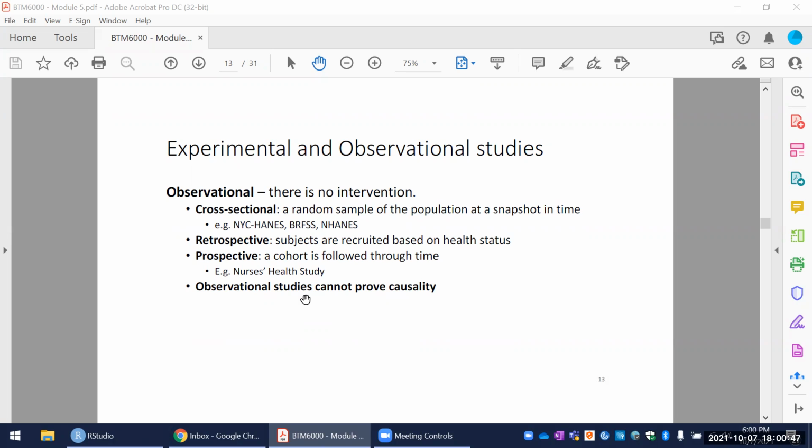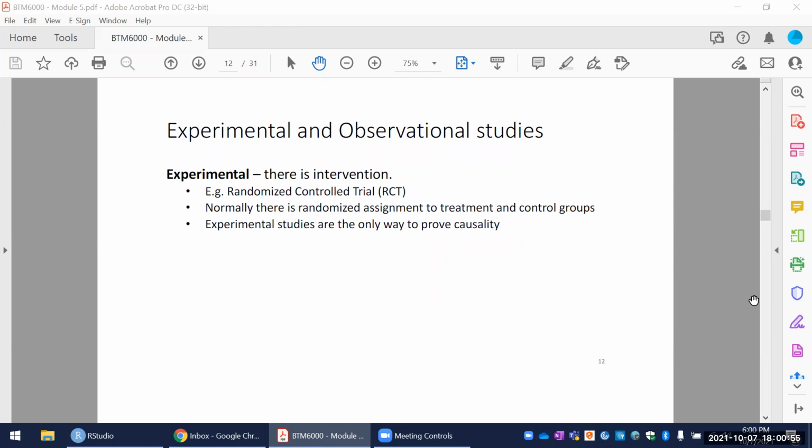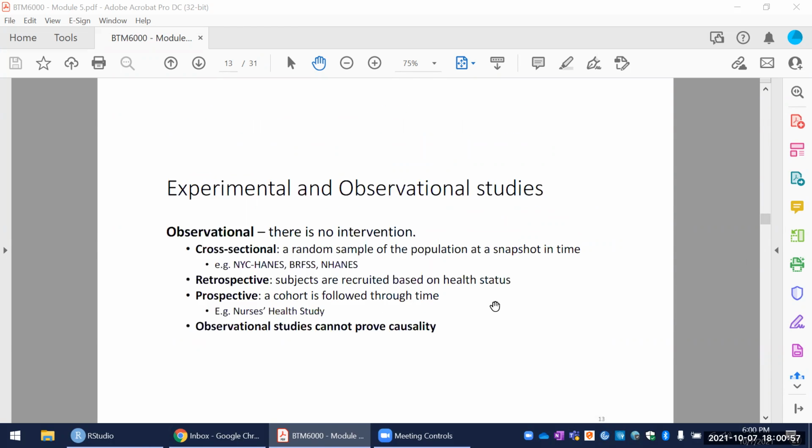The problem with observational studies is that, by design, you cannot prove causality, as opposed to experimental studies, where you can prove causality because of the randomization and because of you being able to randomize away the confounders. Any questions on study designs?